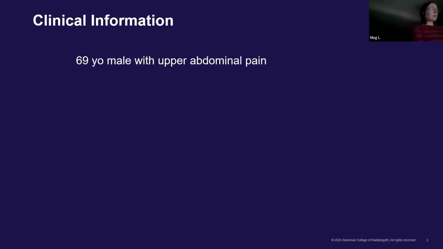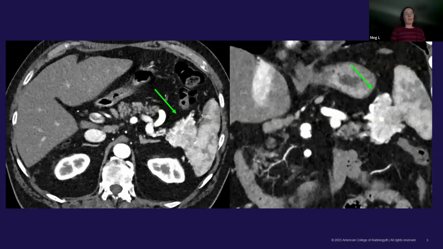This was a 69-year-old male who presented with non-specific symptoms, including upper abdominal pain. And so initially he underwent CT imaging. You can see axial and coronal images from a late arterial phase CT. And you can see that he's got this focal enlargement of his pancreas tail with pretty marked late arterial phase enhancement. And there's some loss of the fat plane between the spleen and the adjacent pancreas tail.